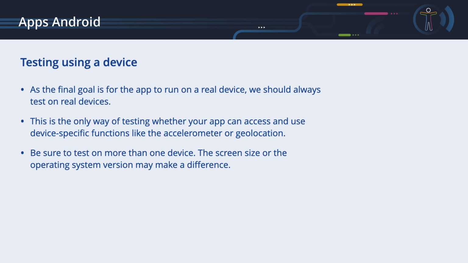Here we can evaluate all the different settings and operations our app offers by running them as users will experience them. This is the only way of testing whether your app can access and use device-specific functions like the accelerometer or geolocation. Be sure to test the app on more than one device. The screen size or the operating system version may make a difference.